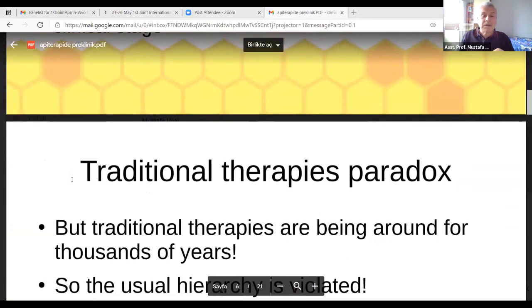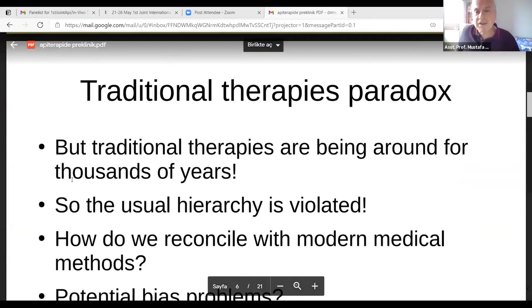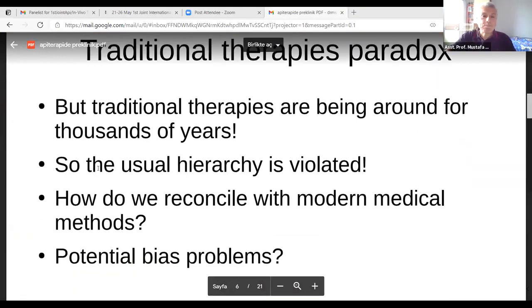This is the term I made up today: traditional therapies paradox. I hope you like this term. Why is this a paradox? Because, as we have seen, there is a certain ladder that every substance and every scientific study should climb. But unfortunately, complementary therapies were here much before any modern scientific methodology.